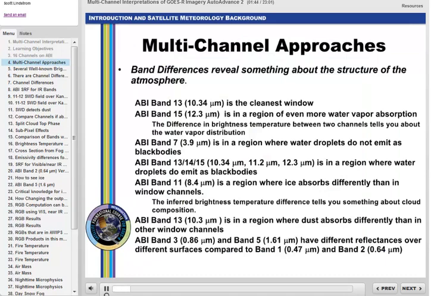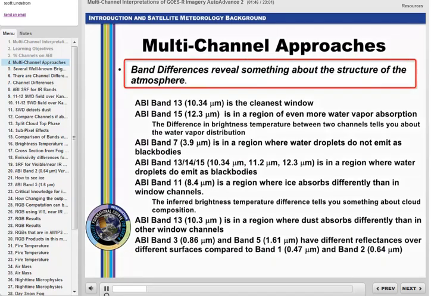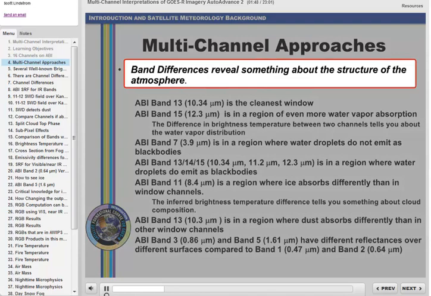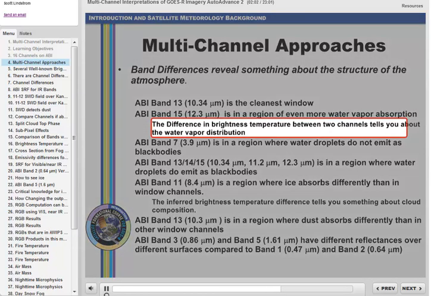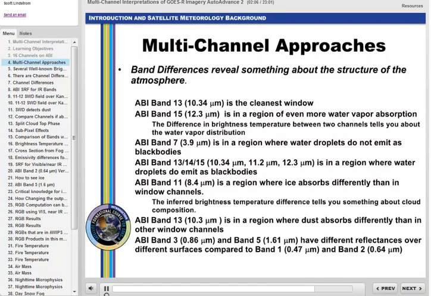When you're looking at band differences, or at RGBs, or even just comparing one band to another, it's important that you understand the physics of the band in question. Why is that particular band included on ABI? There are training modules on individual bands to which you can refer. When band differences are considered, what differences between the bands exist and why? Some of those are listed on this slide and will be considered more in depth in this training.